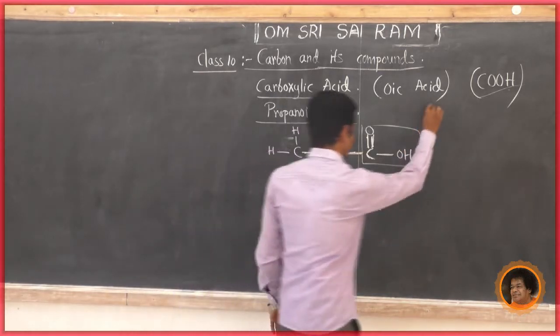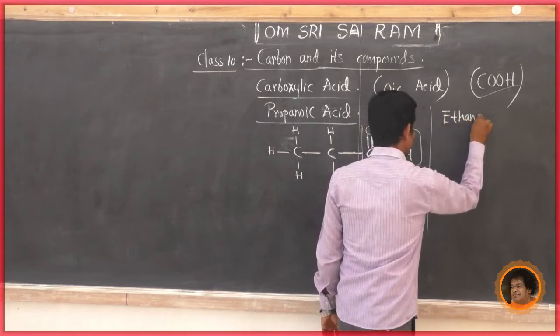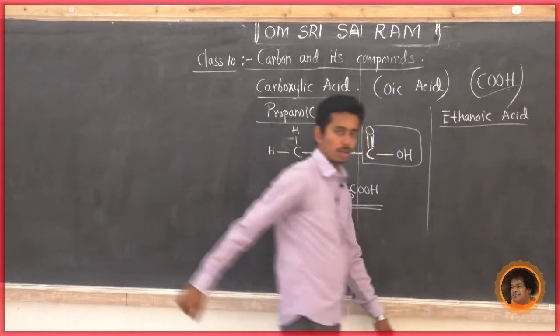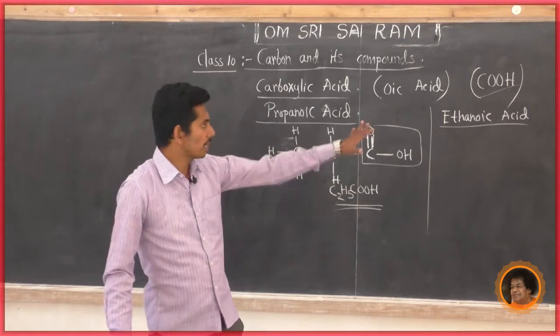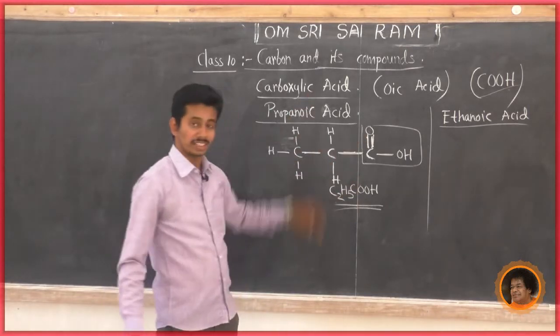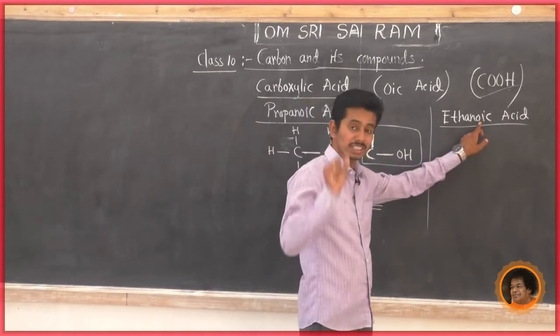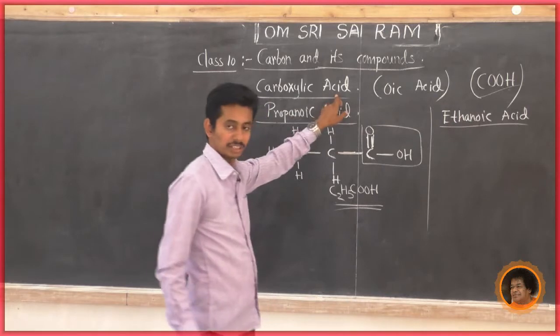Another example. Ethanoic acid. Is ethanoic acid an alcohol, an aldehyde or a carboxylic acid? It is an example for carboxylic acid. Why? Because it ends with the suffix oic. So oic means it is a carboxylic acid.